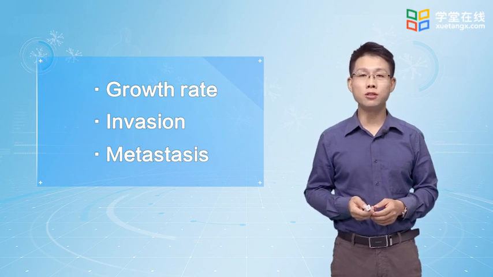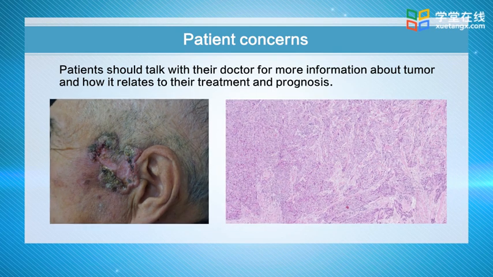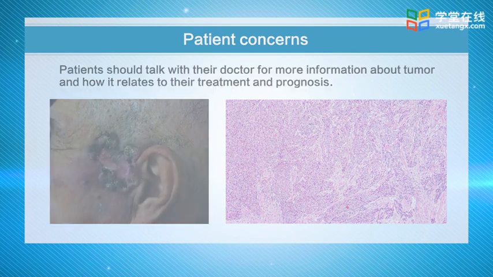and the prognosis. Like here, the patient found a skin ulcer 6 years ago. The doctor told him that this ulcer was a tumor. Therefore, the patient was worried about the prognosis.